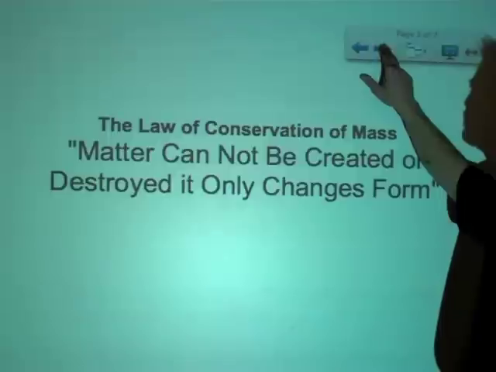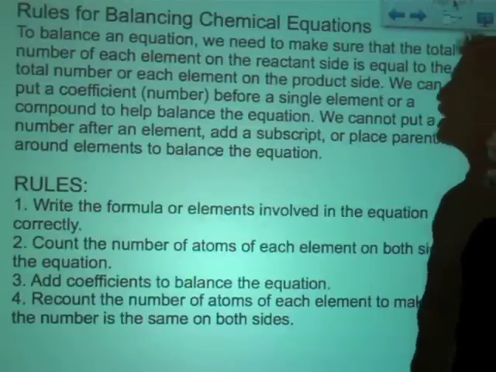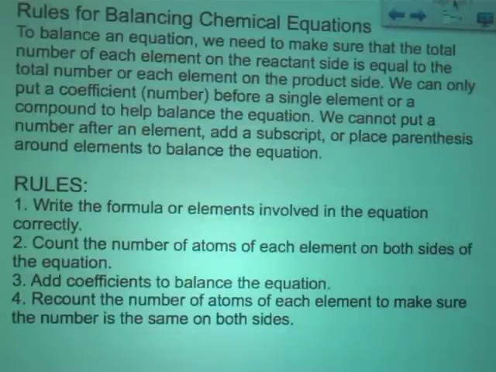Okay? So here are some things to remember. Rules for balancing chemical equations. To balance an equation, we need to make sure that the total number of each element on the reactant side is equal to the total number of each element on the product side. We can only put a coefficient or number before a single element or a compound to help balance the equation. We cannot put a number after an element, add a subscript, or place parentheses around elements to balance the equation.